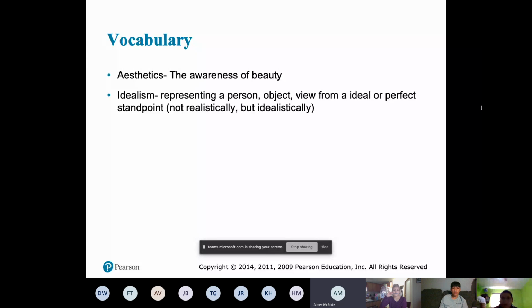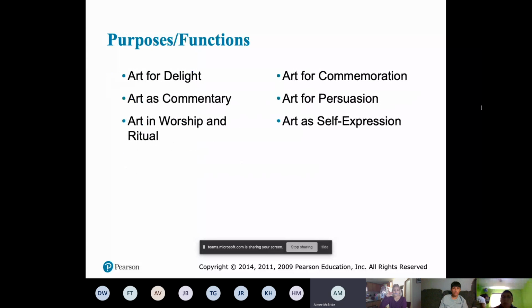or viewer enjoyment, is what my last class said. So once again, we are going to be going over the purposes and functions of art. Those purposes and functions of art are art for delight, art for commemoration, art as commentary, art for persuasion, art in worship, and art as self-expression. Most of you, and what Derek was hinting at yesterday, picked this one. And that is an example of a purpose or function of art.